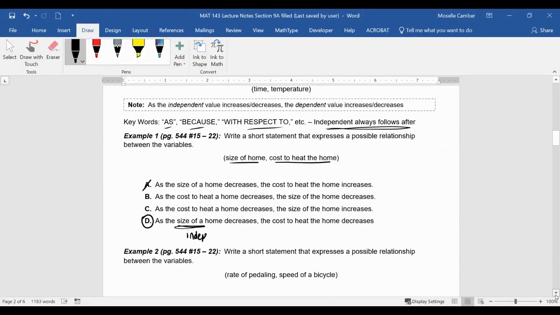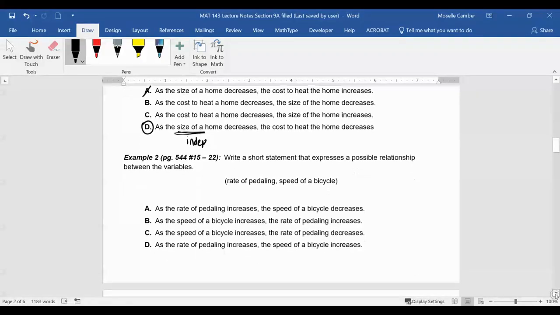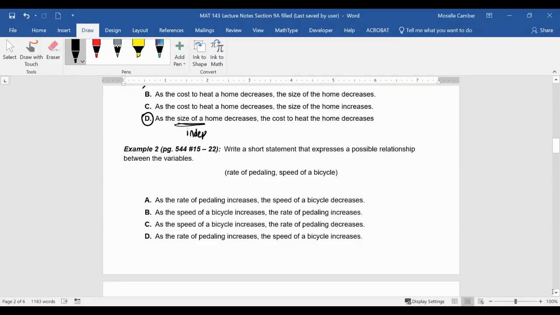Okay, let's take another example. So again, write a short statement that expresses a possible relationship. This time we're looking at the rate of pedaling and the speed of a bicycle. So which one is going to determine the other? Is the rate dependent on the speed, or is the speed dependent on the rate? You can also think of what comes first, right? So if you pedal faster, does that mean you go faster? Or because you go faster, does that mean you pedal harder?